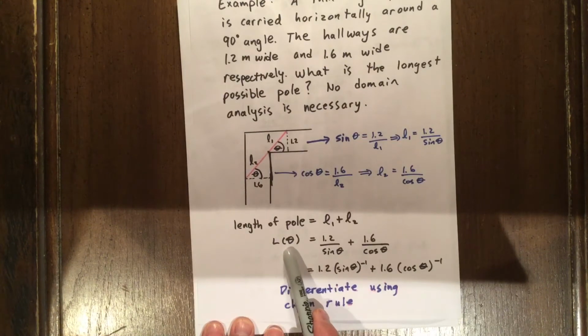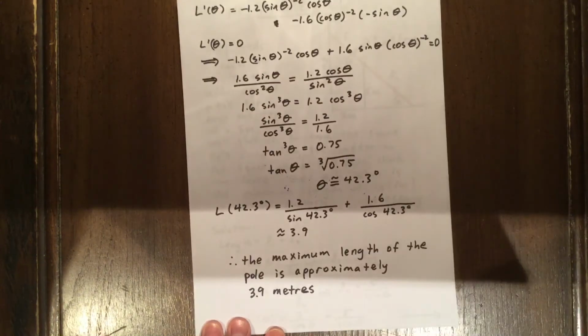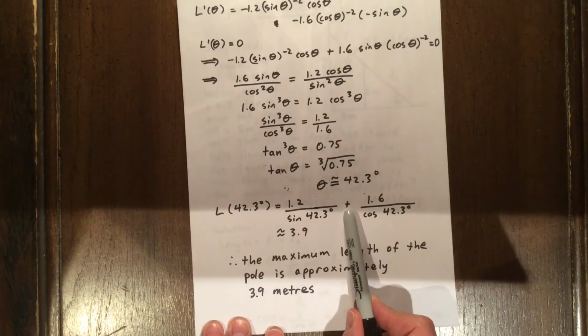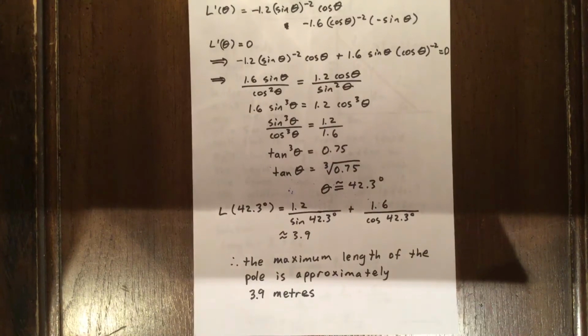So for the length of the pole that we had on our previous page, we just have to plug 42.3 degrees in for theta and evaluate. So that's what we do. L at 42.3 degrees will be 1.2 over the sine of 42.3 plus 1.6 over the cos of 42.3, and that comes out to approximately 3.9. That is the maximum length of pole that can be carried horizontally around that corner.